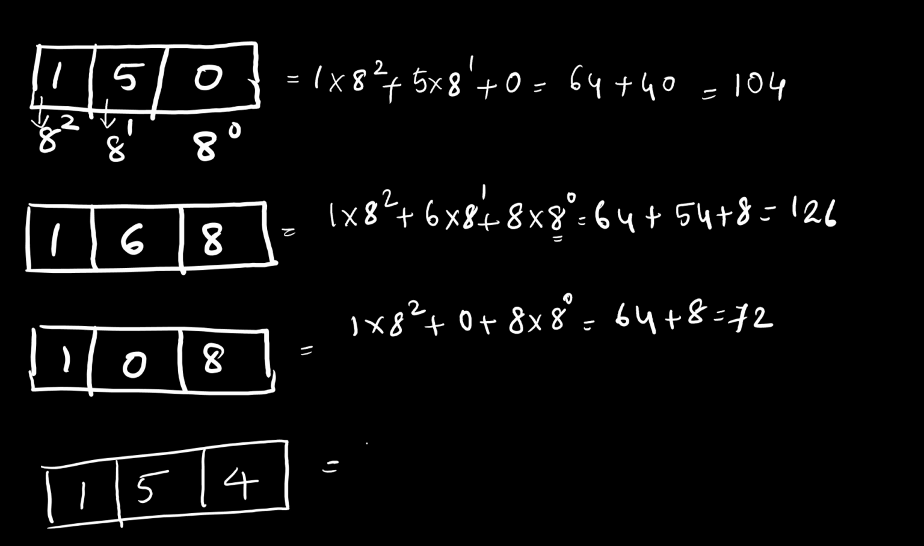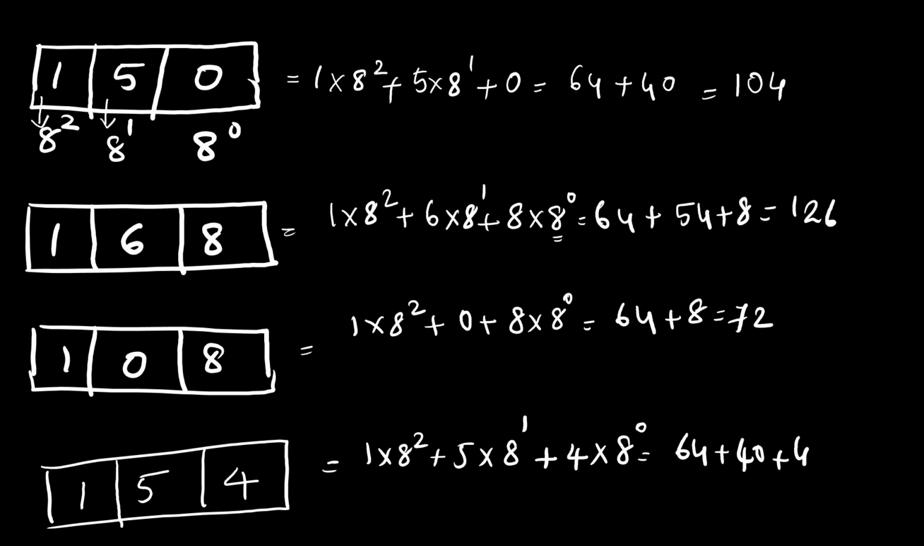Next is 1 into 8 square plus 5 into 8 raised to 1 plus 4 into 8 raised to 0. This is 64 plus 40 plus 4, which is equal to 108. Thus we got the decimal number 108. So the answer is 154, option D.